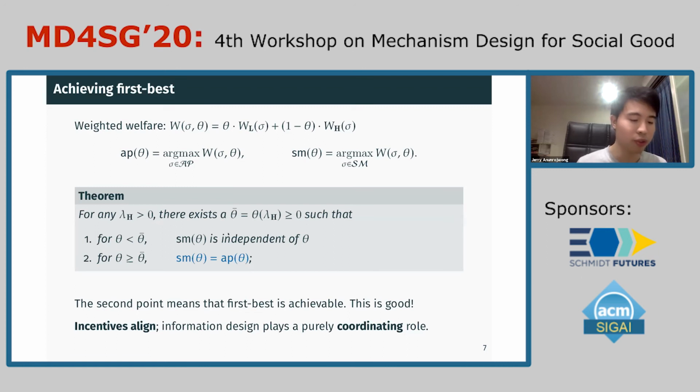This is very powerful because the first best is an ideal benchmark when you know everyone's type and can force anyone to join or leave. In practice, you can't know or do these things, but we can still implement the first best welfare with signaling. This also means that incentives of the service provider align with both user types, and information design plays a purely coordinating role.